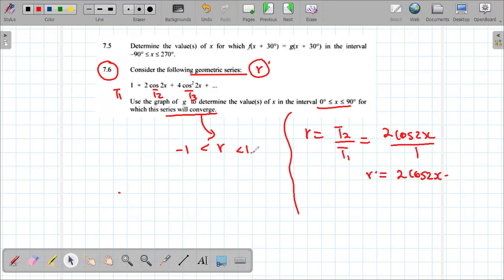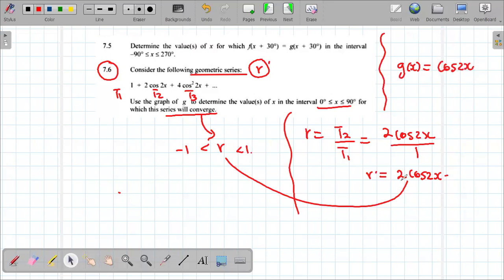Can I substitute my r here and check something? Because they're saying use the graph of g. What is the equation of g first? The equation of g is g of x equals cos 2x. Okay, so can I please substitute my r here? I'm going to transfer this to this side a little bit.